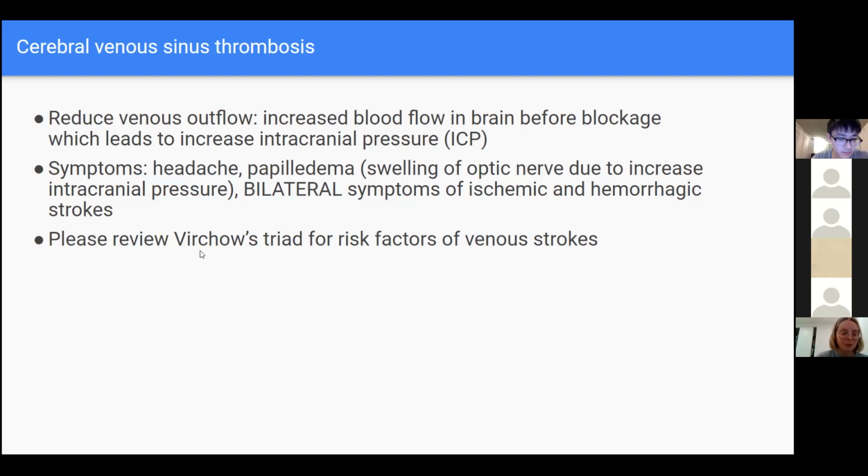Please review Virchow's triad for risk factors of venous stroke, just because we're already past time. There's a triad of things that gives risk factors for this kind of stroke.